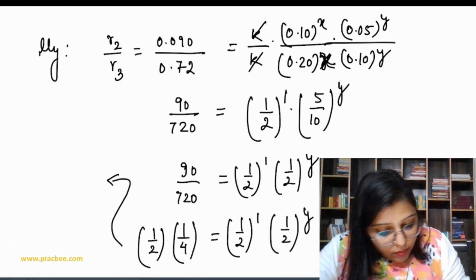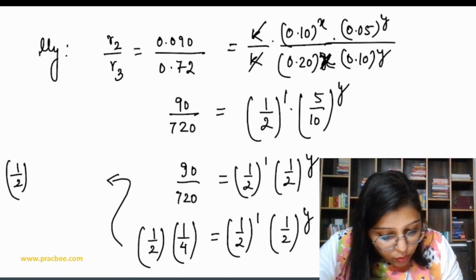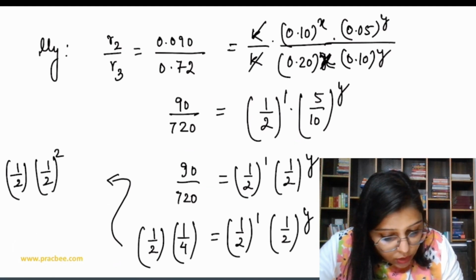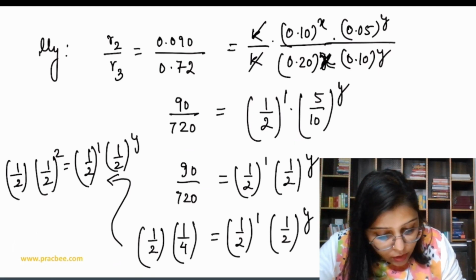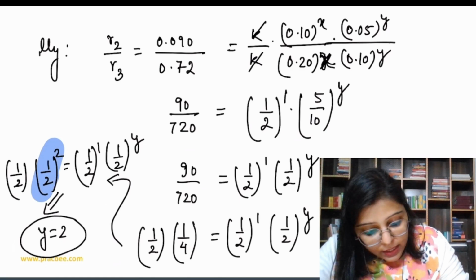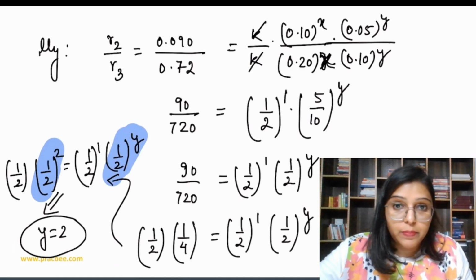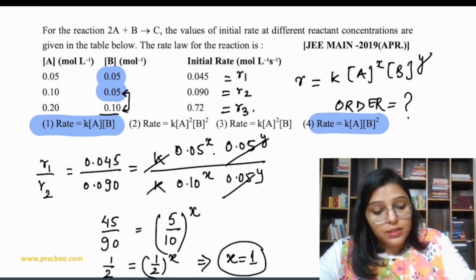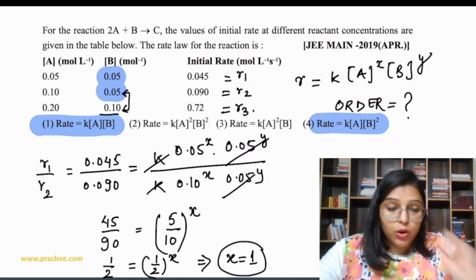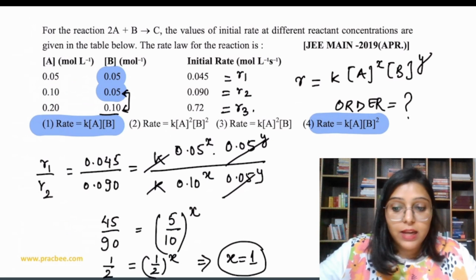So if I compare this, this is 1 by 2 and 1 by 2 ka power 2. That is 1 by 2 to the power 1 and 1 by 2 ka power y. So from this the y value comes out to be 2 on comparison, right? So it means the order with respect to B is 2 and the answer is 4th. ठीक है? Order with respect to B is 2 and the answer is 4th.